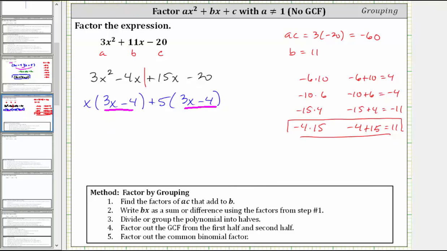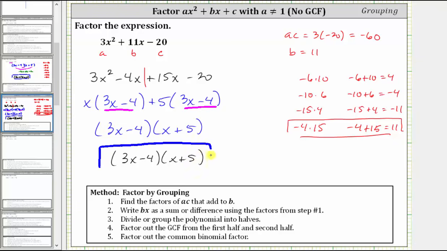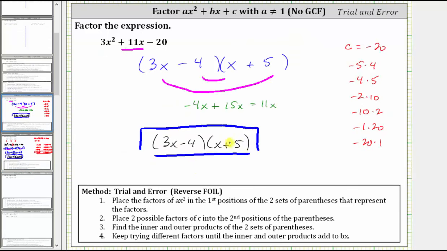So if we factor out 3x minus 4 from the two products, we can see we're left with a factor of x plus 5. This is the correct factorization of the original trinomial using the method of factor by grouping. And again, notice how we do get the same factorization from factor by grouping as we did from trial and error.